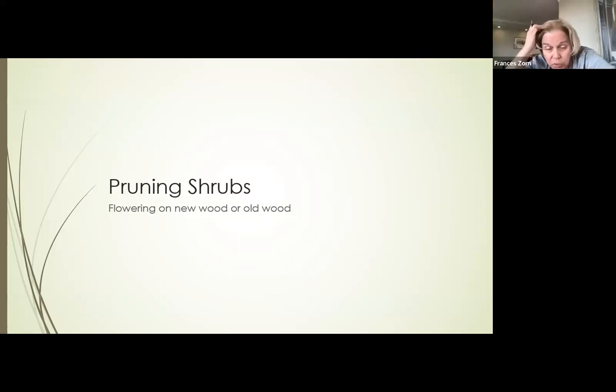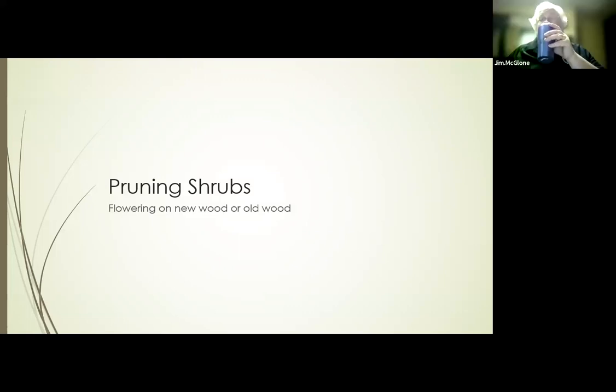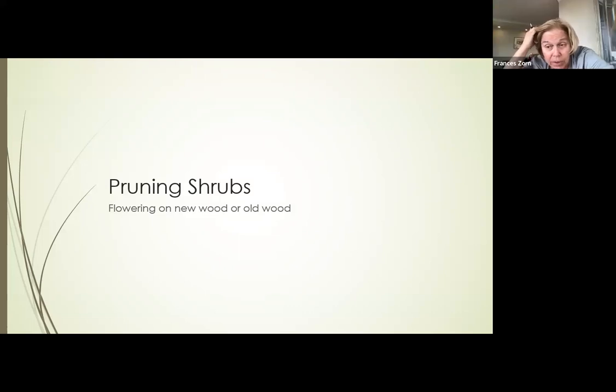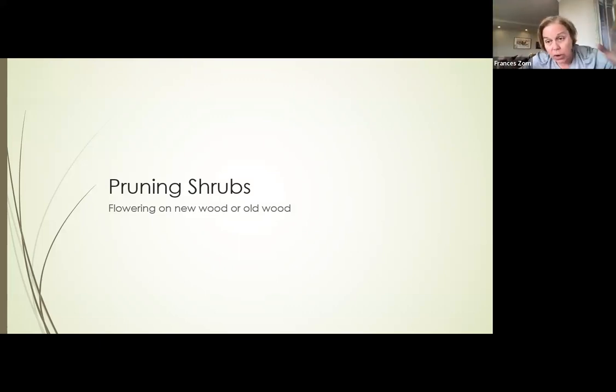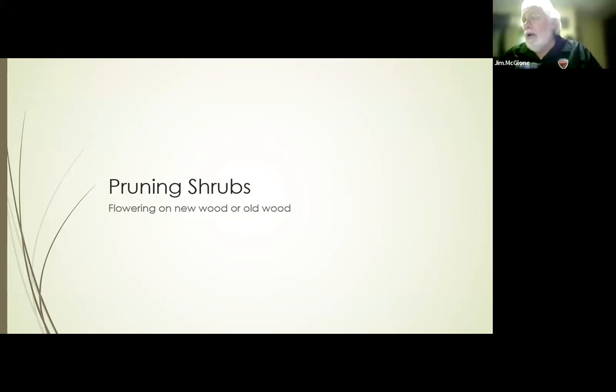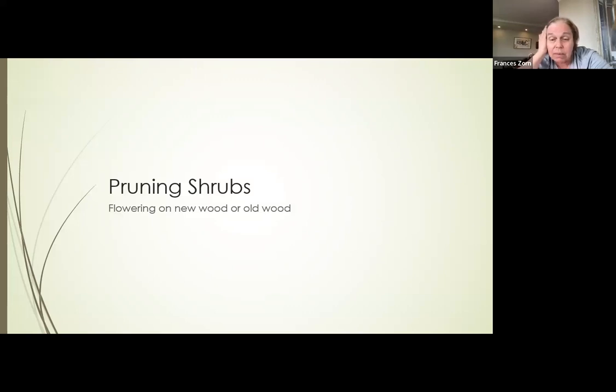Another question, you were just talking about pruning evergreens to reduce width. How would you approach that? How would I approach what? You were talking about pruning evergreens to reduce their width. How would you approach that?